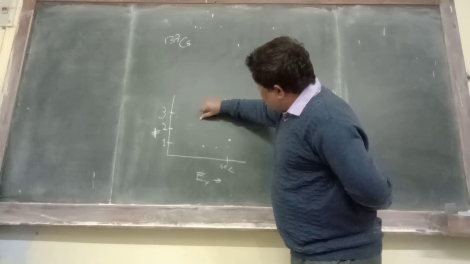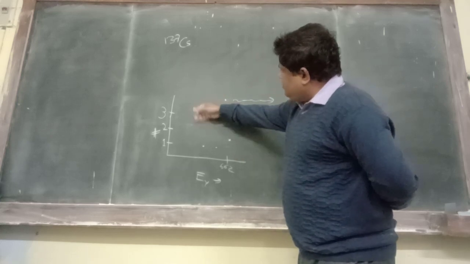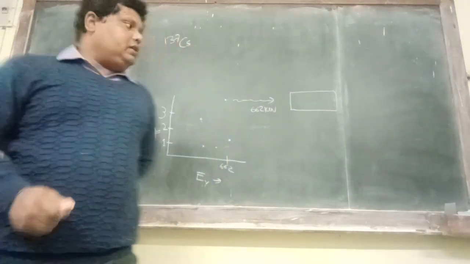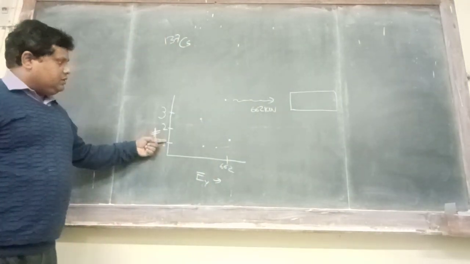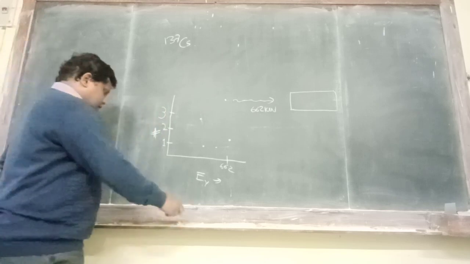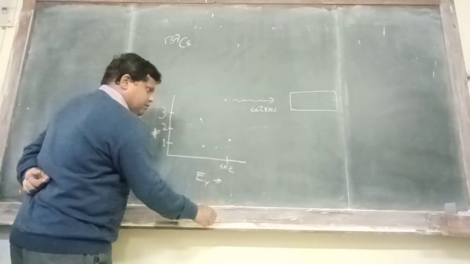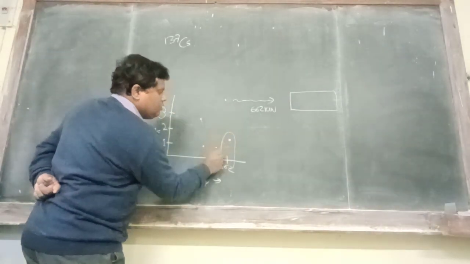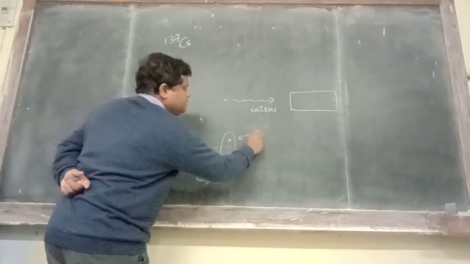then over here, over here. So what will you infer? Tell me. See, this is 1 count, this is 2 counts, this is 3 counts. Now this is 662 keV. So this means that this entire region corresponds to complete energy deposition.